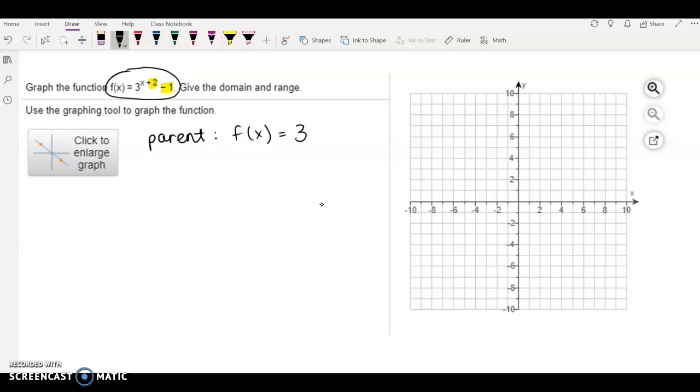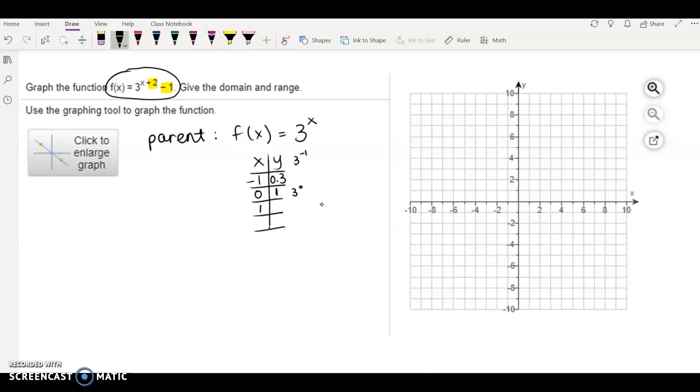So my parent function is 3 to the x. My recommendation is to just create a quick table of values. I like to do a little bit of positive, a little bit of negative. If I plugged in a -1 here, I would get 3 to the -1. You can use your calculator if you would like to, but that gives us 0.333333333.